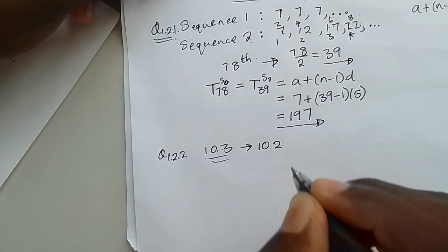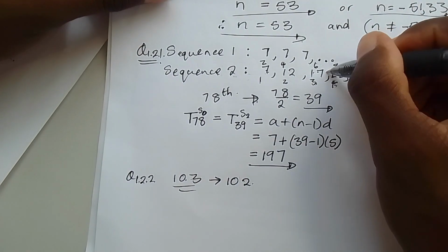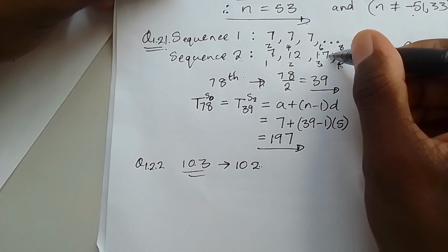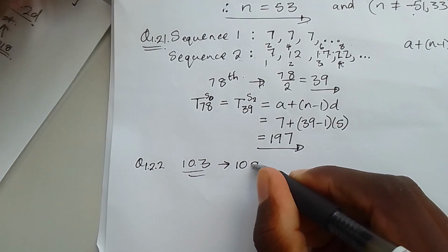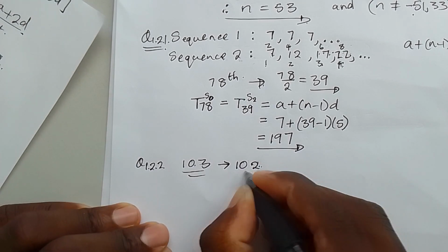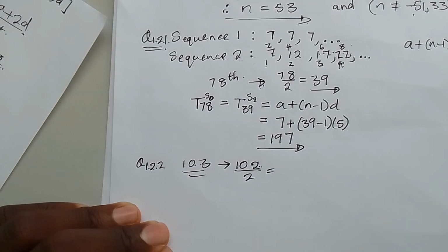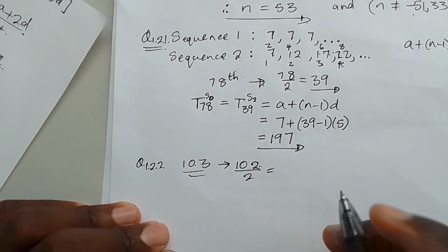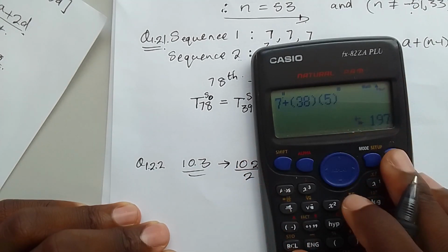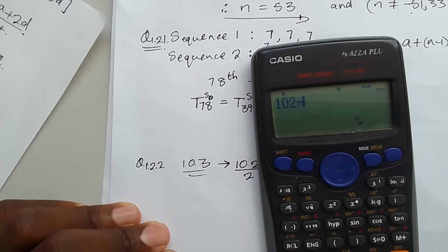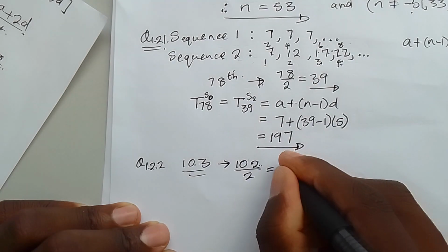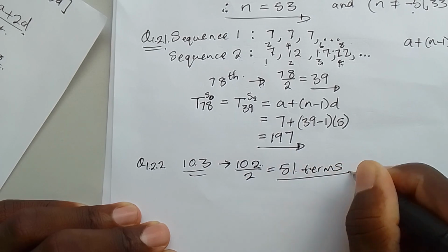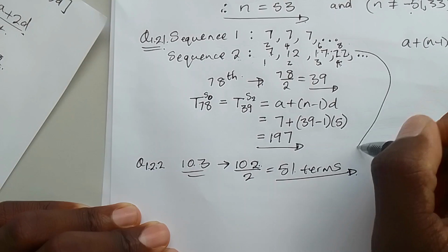So if we divide it by 2, we will know how many terms in this sequence we need to add, since this is an even number. So we're just going to divide that by 2. 100 divided by 2 is 50. 2 divided by 2 is 1, so it's 51. 102 divided by 2 is 51 terms, right? So we are going to add 51 terms in this sequence.